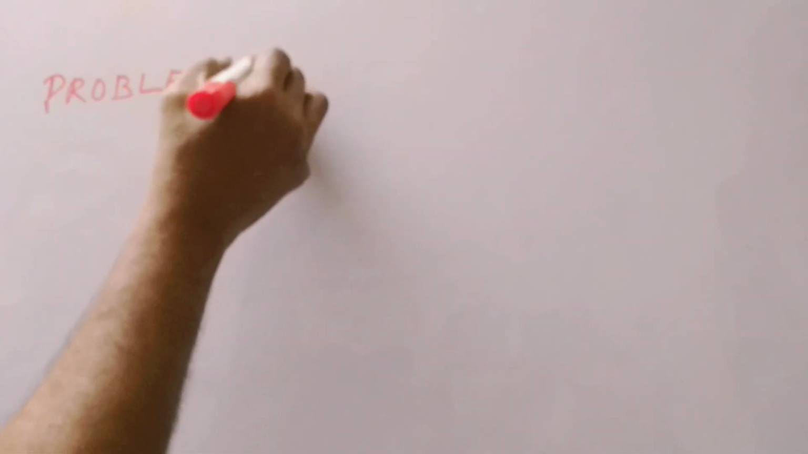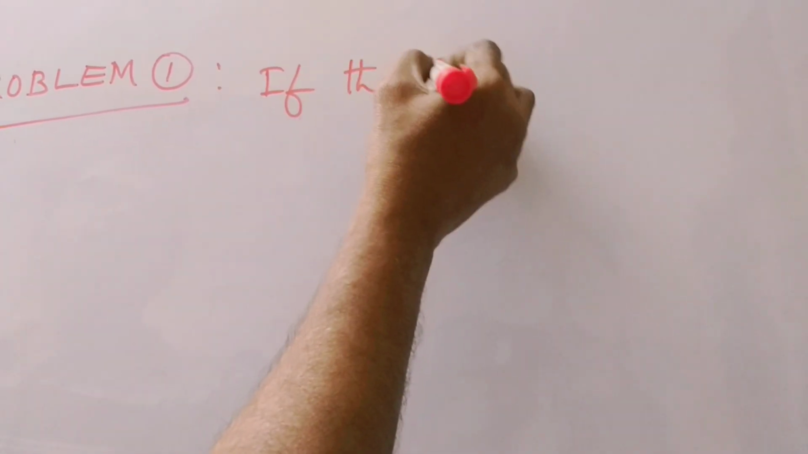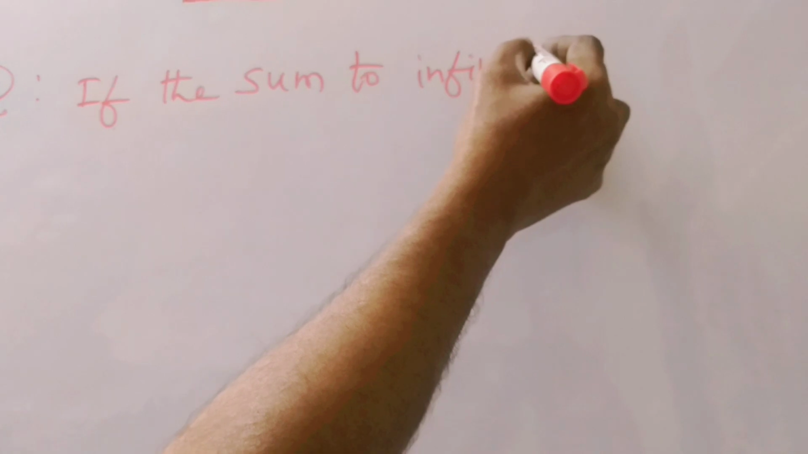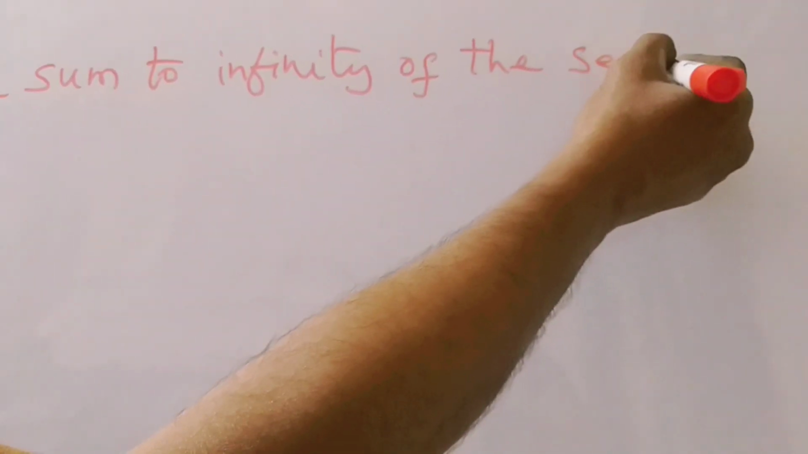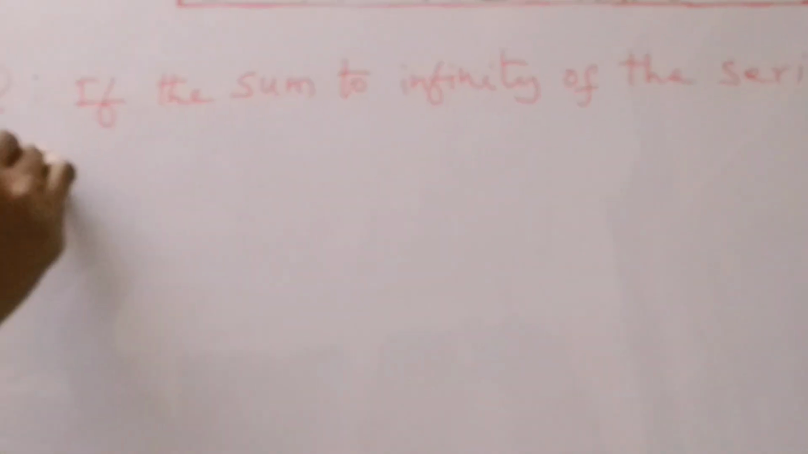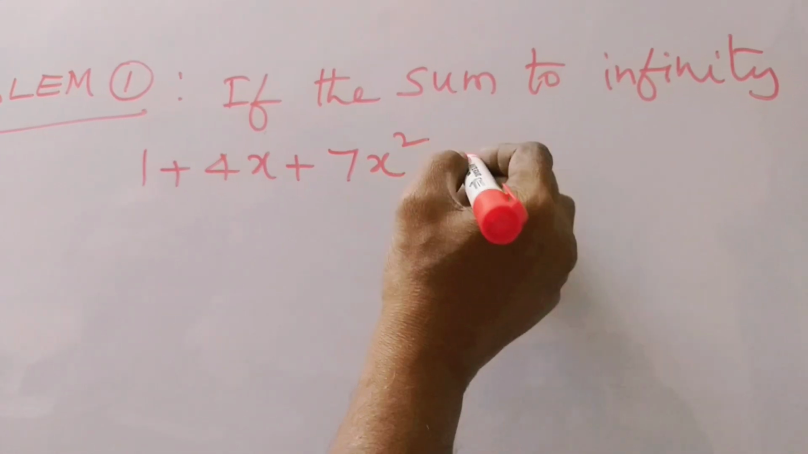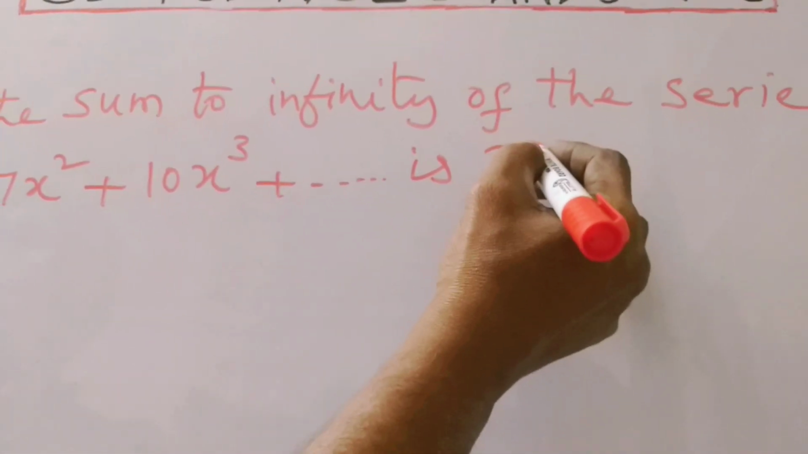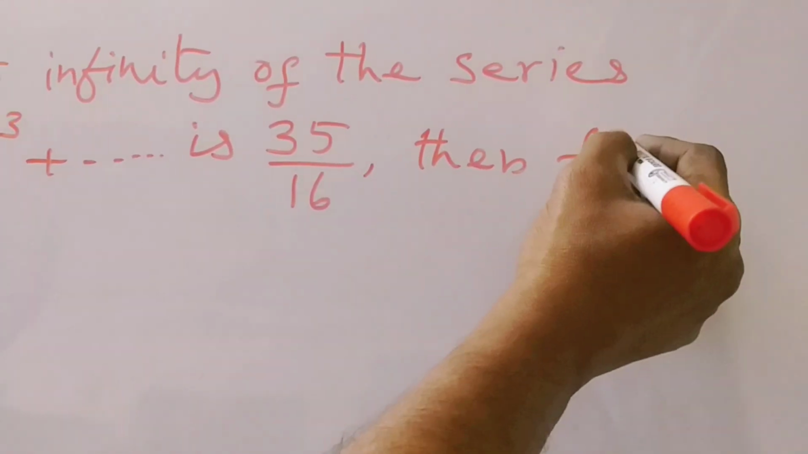Problem 1. If the sum to infinity of the series 1 plus 4x plus 7x square plus 10x cube plus and so on is 35 by 16, then find x.